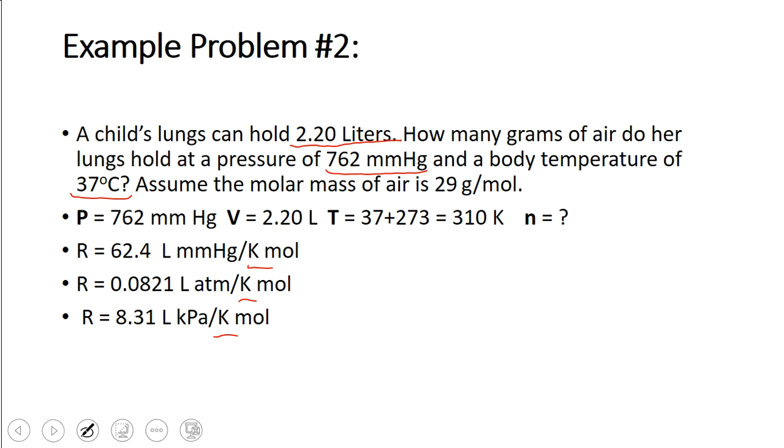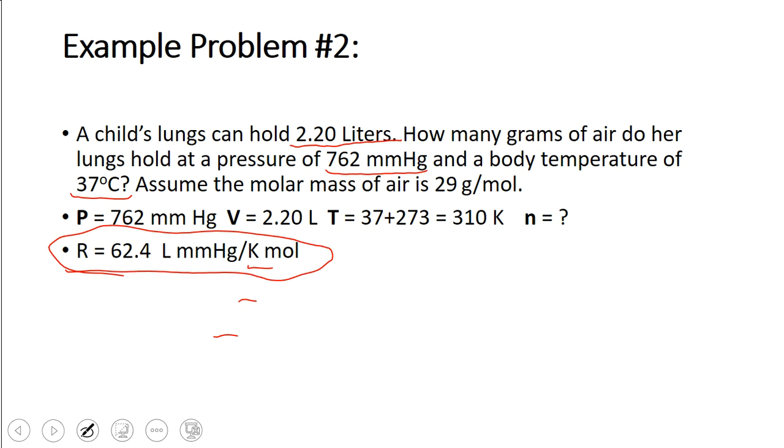So our pressure is fine at 762. Our volume is fine at 2.2 liters. Our temperature, though, we have to go to Kelvin. So it's 37 plus 273. And our n, which is moles, is what we're looking for. So of these three R values, which one are we going to use? We're going to want to use this one here because it uses millimeters of mercury.